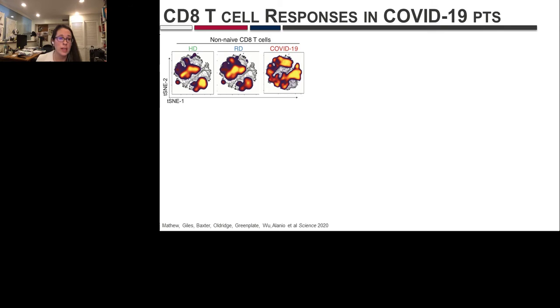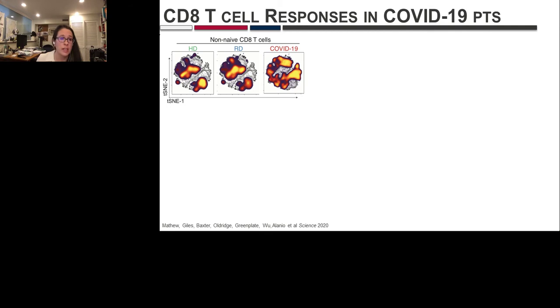So the first thing we did was to take all the non-naive CD8 T cells from the healthy donors, the recovered donors, or the COVID-19 patients, and then we put them on this t-SNE map. What you can appreciate immediately is that there are some portions of this map where there are cells that are only present from the COVID-19 patients.